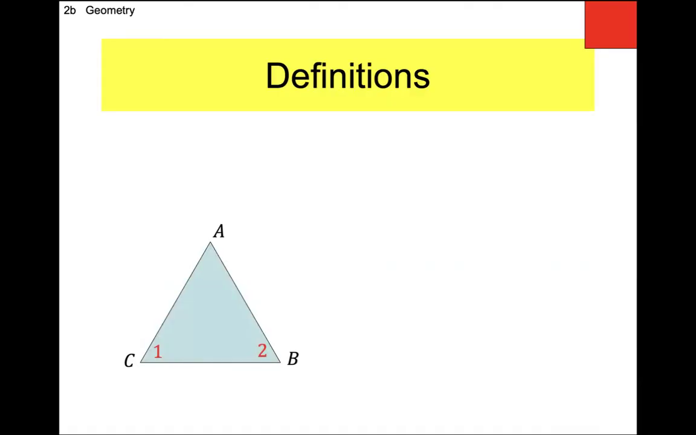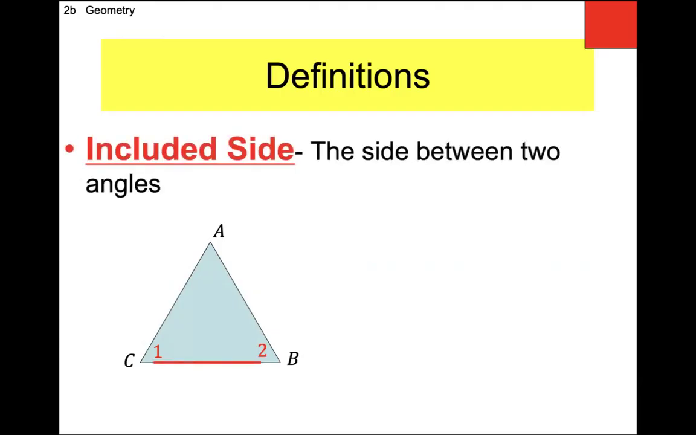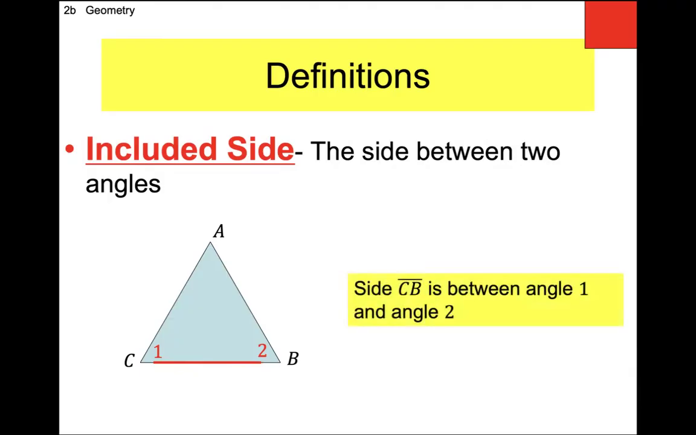And what would an included side be? An included side would be if you start with two angles and you look at the side that's between those two angles. That's what an included side would be. The side between two angles. So I start with angle one and angle two. The side that's between angle one and two is CB, right?